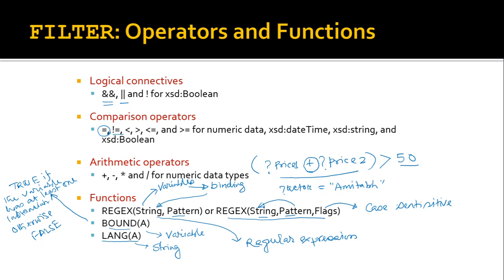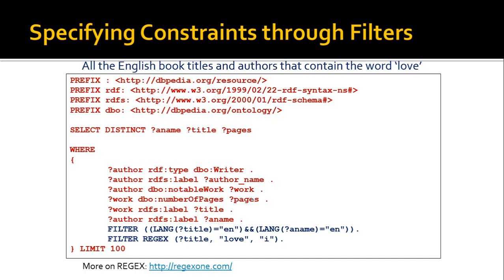So these are the kind of elements that you can make use of while you create a filter statement inside the where clause, right? Now, this is one particular example which is making use of multiple filter statements inside a where clause. Here you are trying to retrieve the names of the different authors, the books they have written, the title of those books, and the number of pages for each book. But we want the author name to be in English, or the title of the book to be in English, and the author name to be in English.